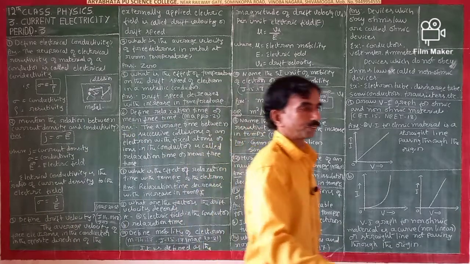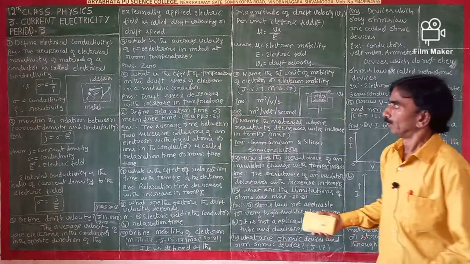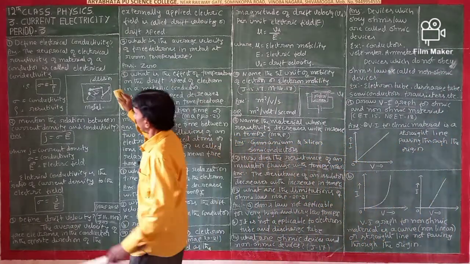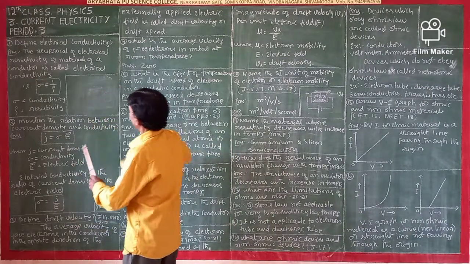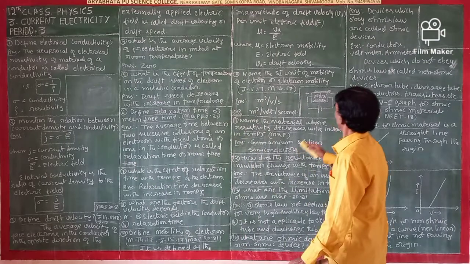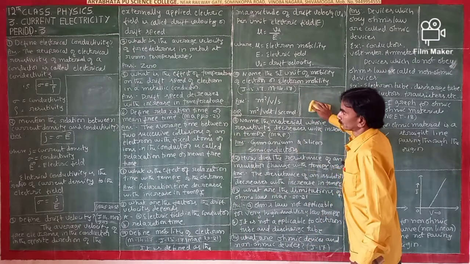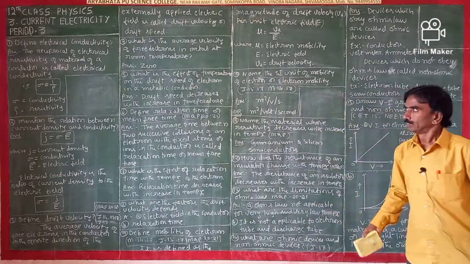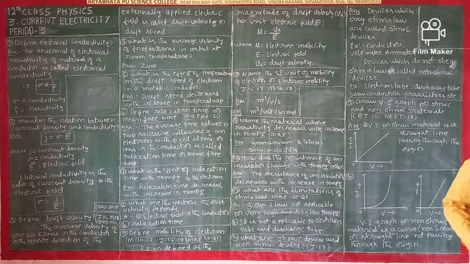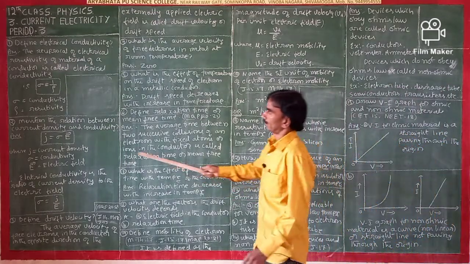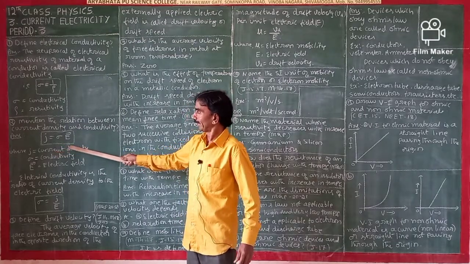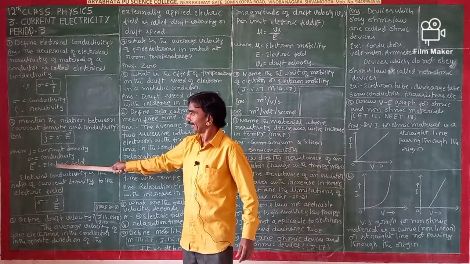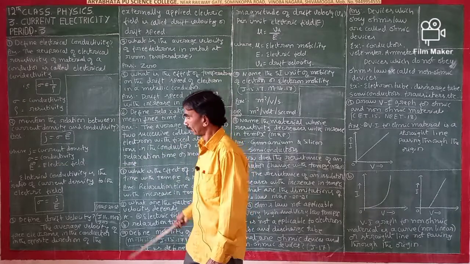And the next one is, mention the relation between electron current density and conductivity. So J is equal to sigma E. J is equal to current density, sigma is equal to conductivity, E is equal to electric field.